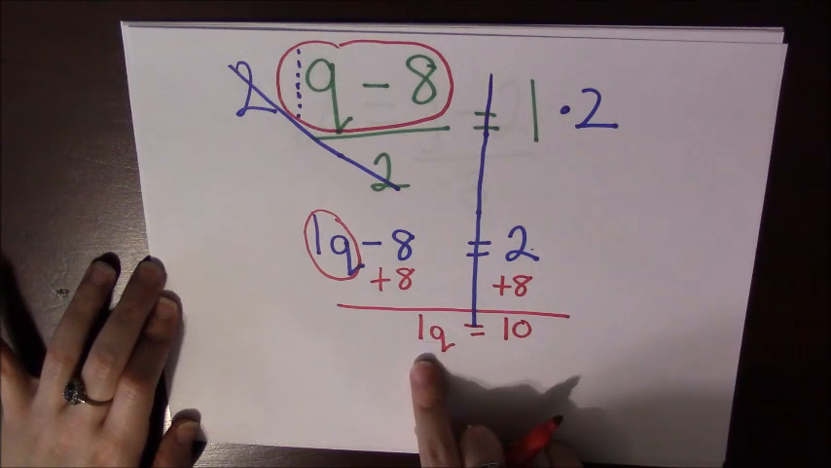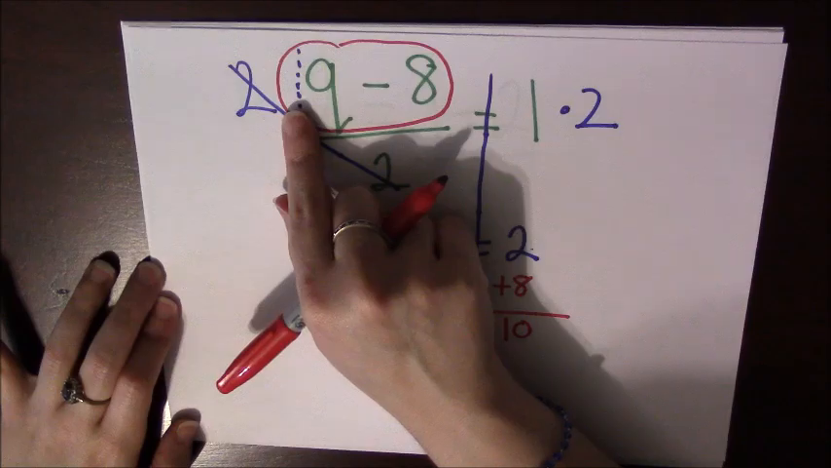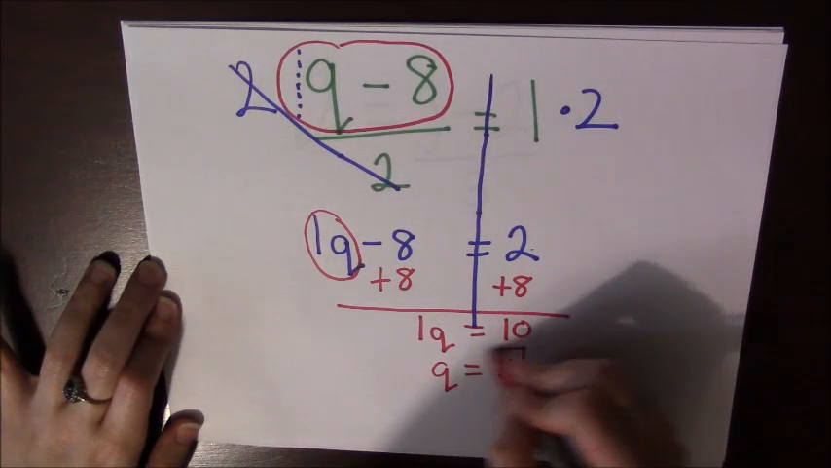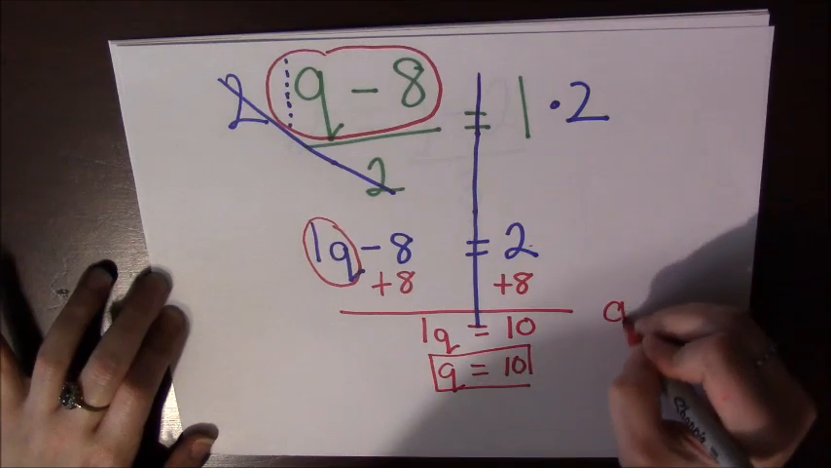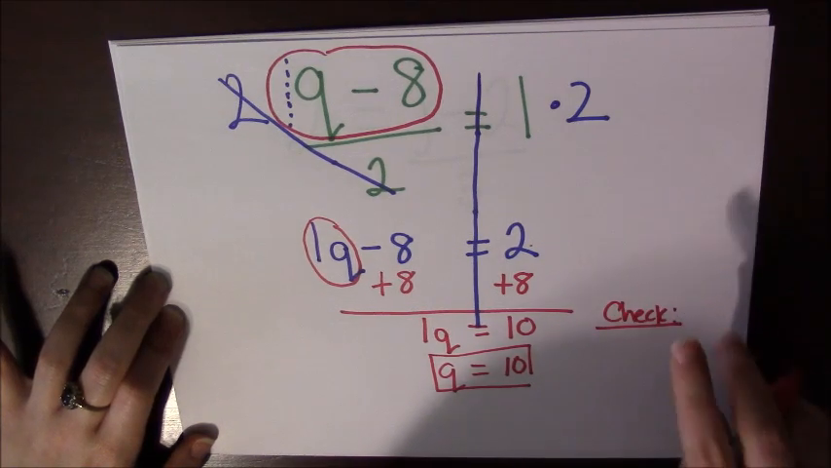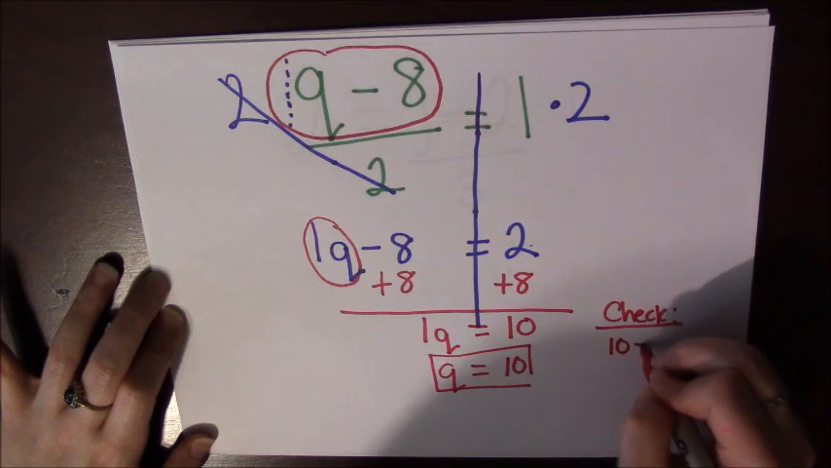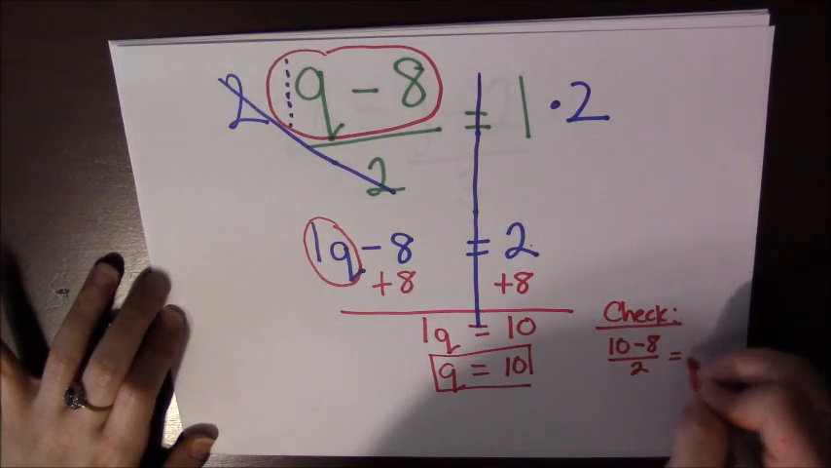Now, do I really need that 1 in front? Did I need it before? No. 1 can stay invisible, so it's just q equals 10 is my answer. And don't forget to do your check. We substitute or plug in 10 for q. So it's 10 minus 8 divided by 2 equals 1.